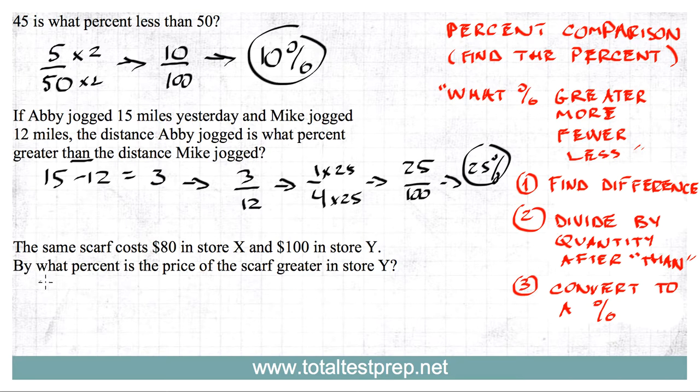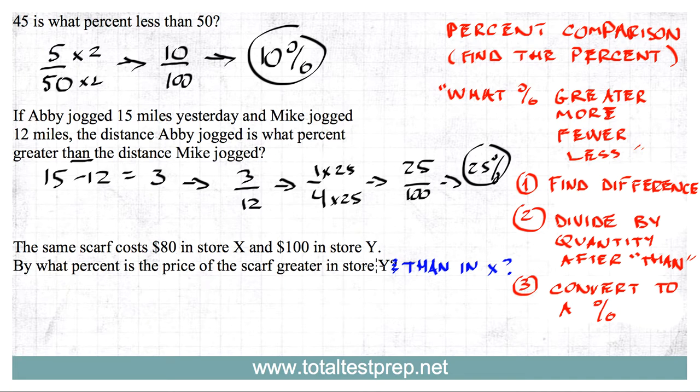So this question goes, the same scarf costs $80 in store X and $100 in store Y. By what percent is the price of the scarf greater in store Y? We are comparing the price in store Y to the price in store X. Now this question is a little bit trickier because it doesn't have the word than. So what we can do is just add it. We can rephrase this as, by what percent is the price of the scarf greater in store Y than in X? So we now have something that's a bit more similar to the previous two questions, that we can now use our steps on.